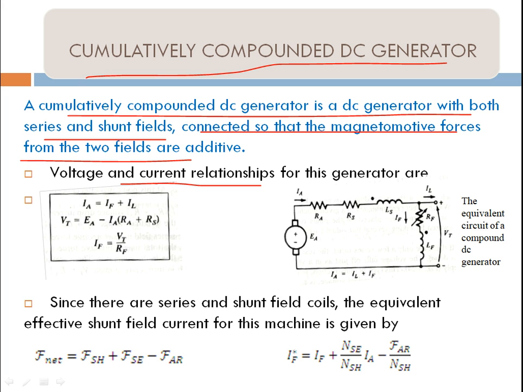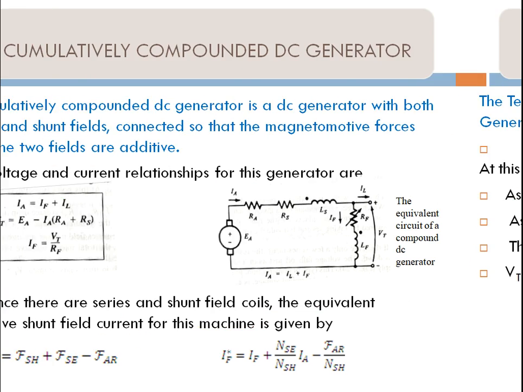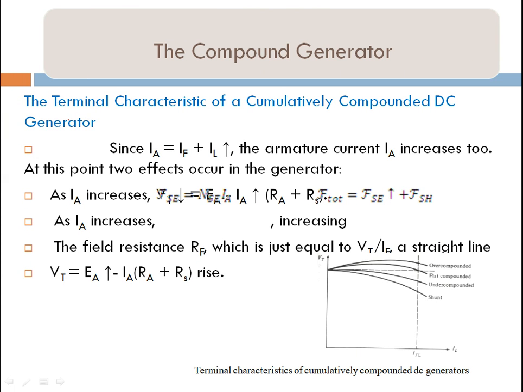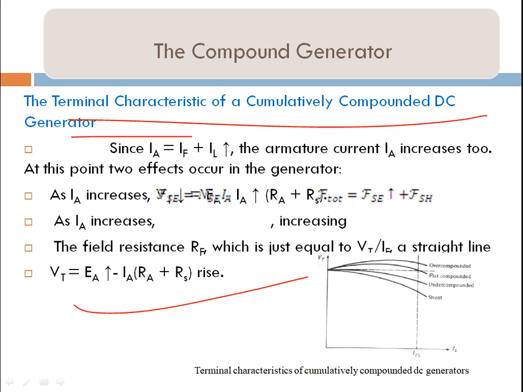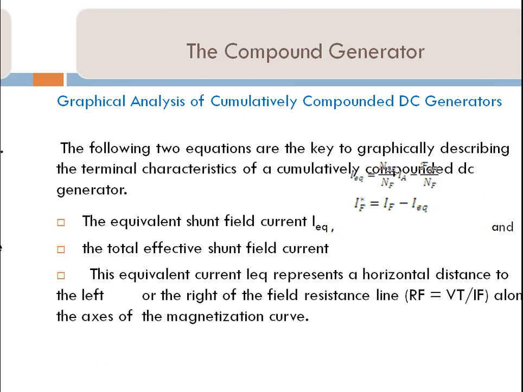The voltage and current relationships for this generator are, you can see here, the equations for the series and shunt field coils. The equivalent effective shunt field current for this machine is given by this. The terminal characteristics of a cumulative compound DC generator are what we are talking about here. This is all about the equations, just read it.